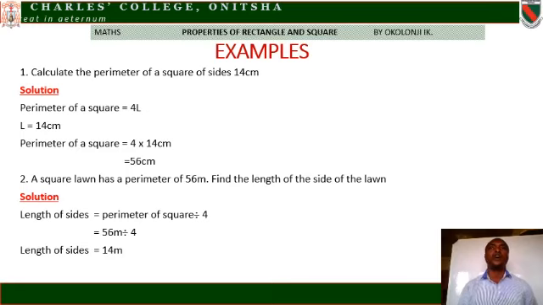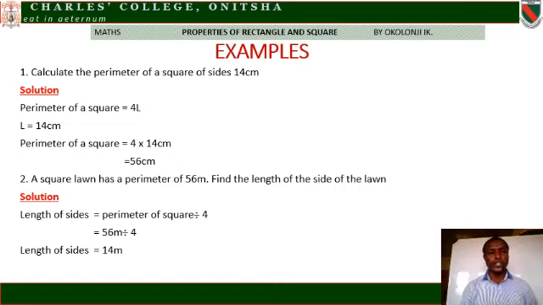Now, in a square, all the 4 sides are equal. If you are given one side of a square, it means you've been given all the sides. So first of all, before solving this, I have to state my formula down, which is perimeter of a square is equal to 4 length.